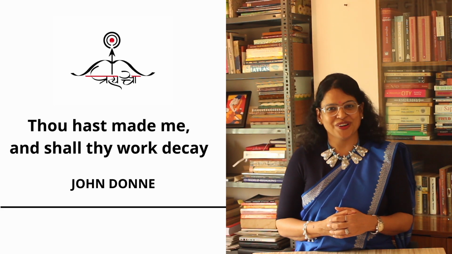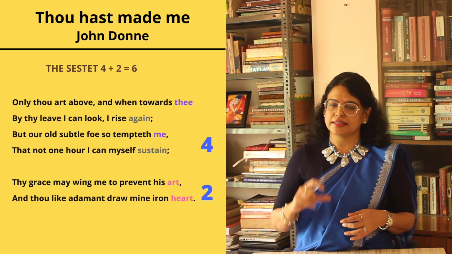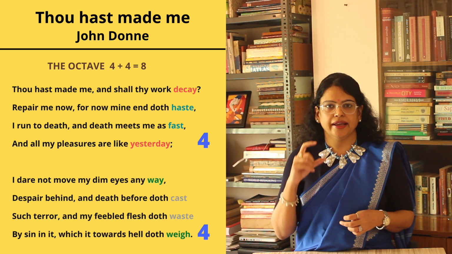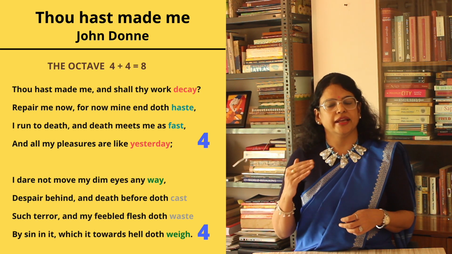Let's discuss John Donne's Holy Sonnet. The Holy Sonnet, Thou Hast Made Me and Shall Thy Work Decay, is a typical Italian sonnet, which means it has an octave and a sestet. An octave is an 8-line part, which is further divided into 2 quatrains, which are 4 lines each.